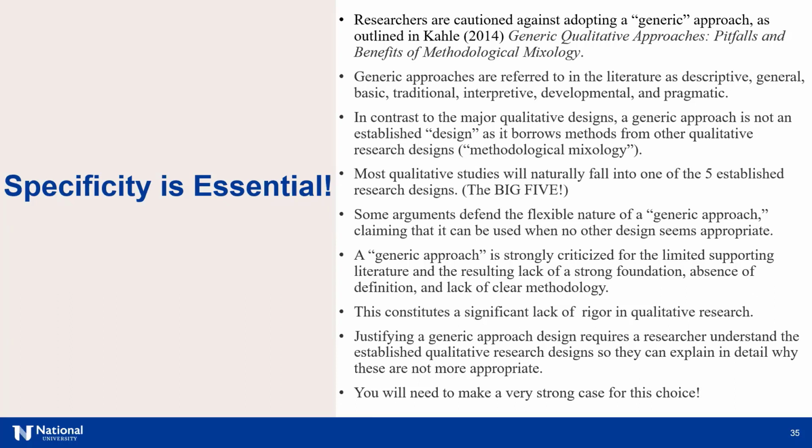Most qualitative studies will naturally fall into one of the 5 established research designs. And although some arguments can be made to defend the flexible nature of a generic approach, it is strongly criticized for its limited supporting literature and the resulting lack of a strong foundation, the absence of definition, and the lack of a clear methodology. And all of this constitutes a significant lack of rigor in qualitative research. So we do urge you to try and choose one of the major 5 research designs as opposed to going with a generic approach, which is not a design in and of itself in the literature.